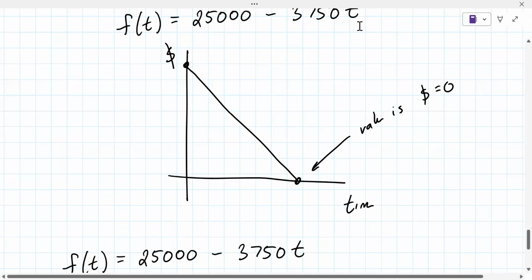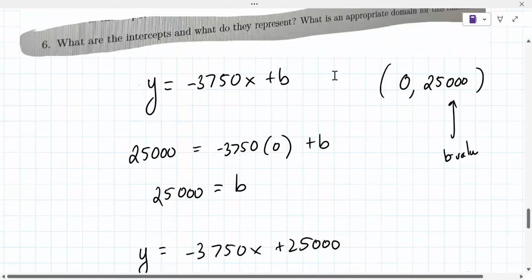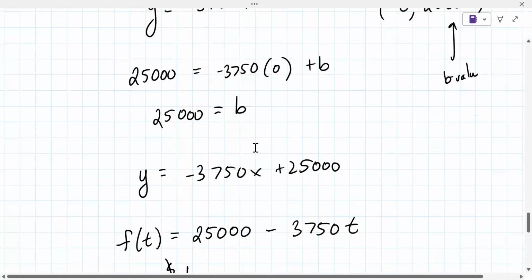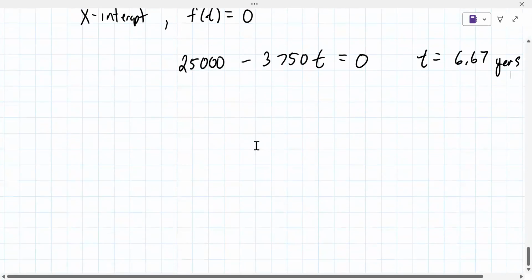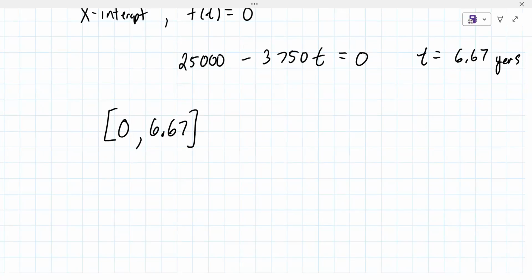Now, an appropriate domain. That's part of this as well, sorry for all the scrolling. So the appropriate domain is 0 years to 6.67 years. So that is everything for example 2.